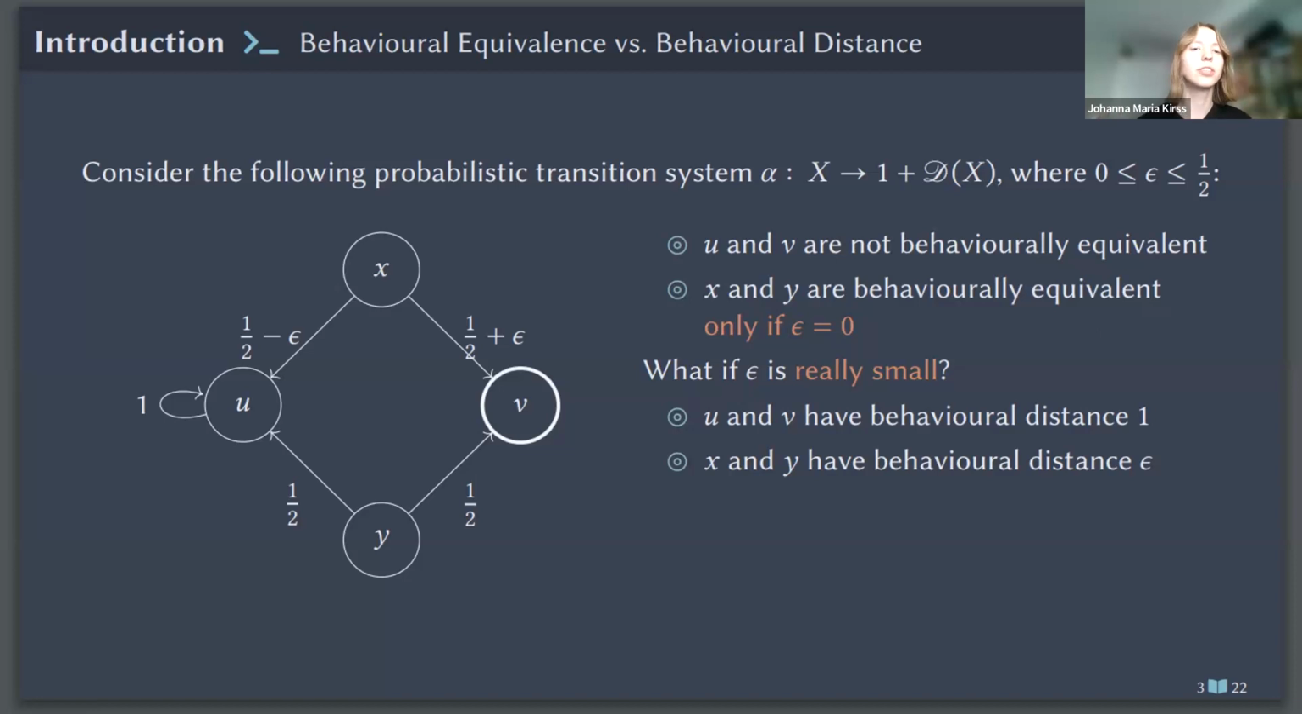Looking at the other two states, U and V, we can see that V doesn't have any arrows going out of it. So V is a trap state, and it's modeled by the 1 in the signature of the transition system. We may want to say that a trap state and a non-trap state are completely different, so they're maximally different. Here they would have the distance 1, if we say 1 is the maximum distance. So there are various things to express about these systems with distance.